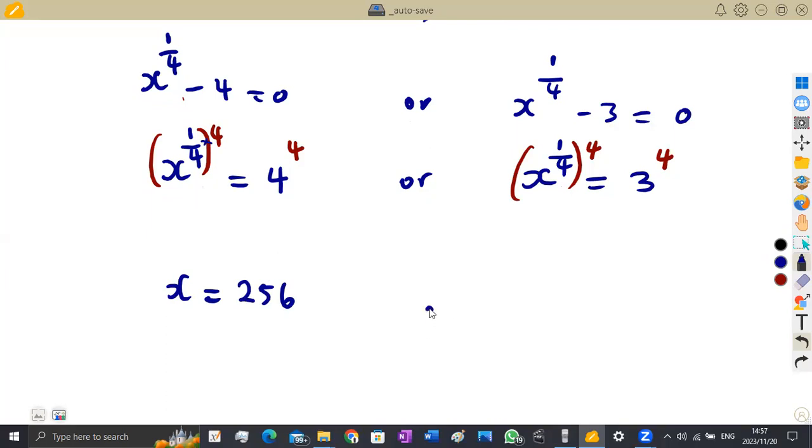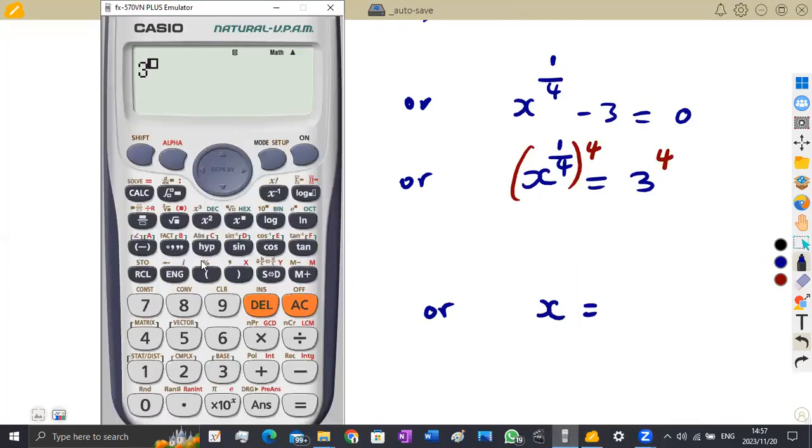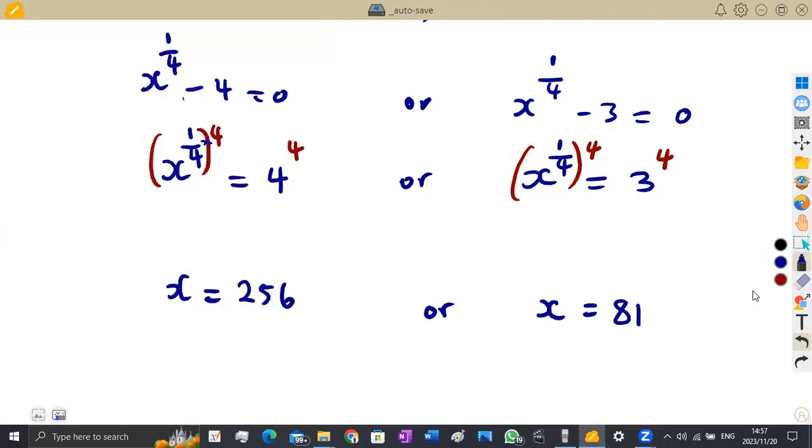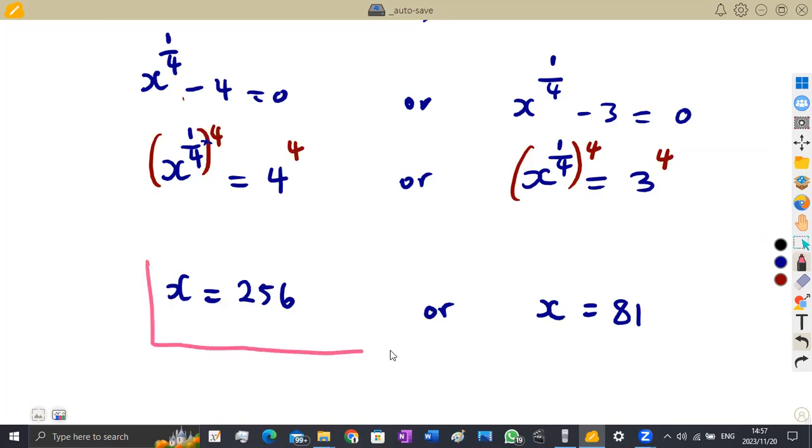Then the same thing here, x is going to be cancelled there. 3 to the exponent of a 4, which is 81. So sometimes your mind might be tied up. So that's why you have to also prove with your calculator.